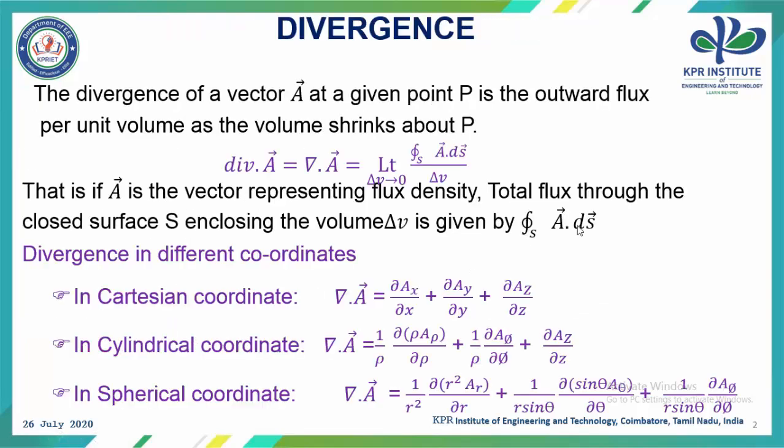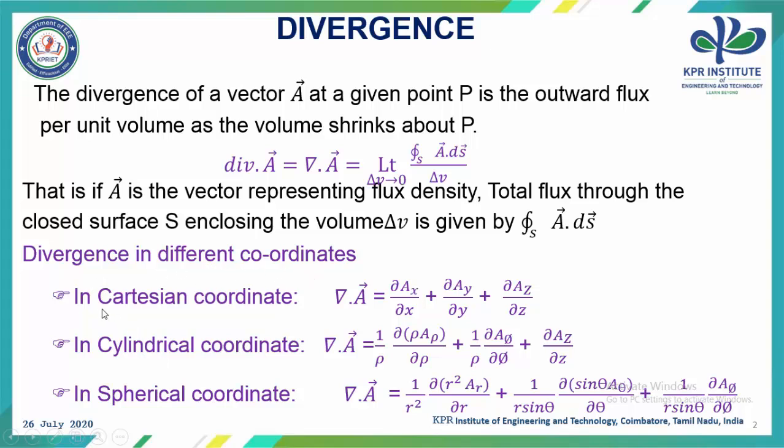Now divergence. The divergence of a vector A at a given point P is the outward flux per unit volume as the volume shrinks about point P. Divergence of A equal to del dot A equal to limit delta V tends to 0 of closed surface integral A dot dS divided by delta V. That is, A is the vector representing the flux density. The total flux through the closed surface S enclosing the volume delta V is given by the closed surface integral A dot dS.